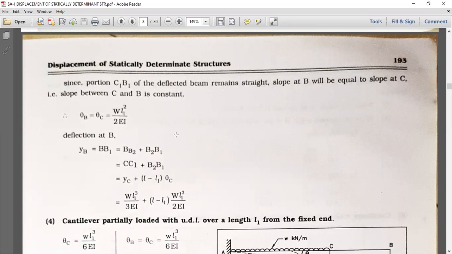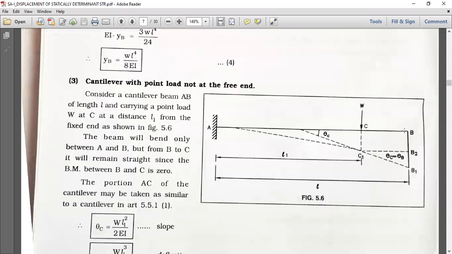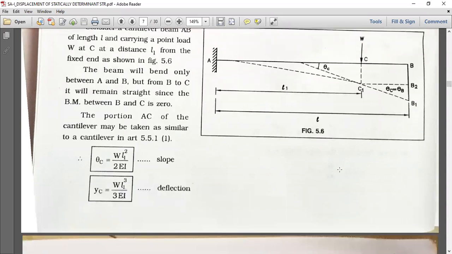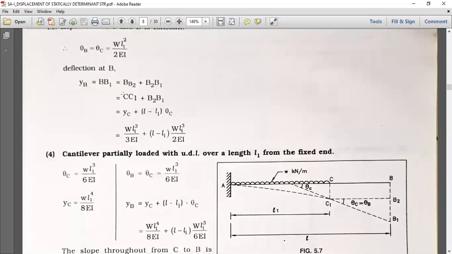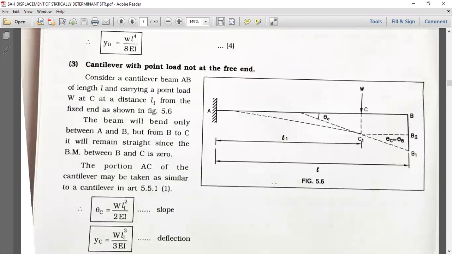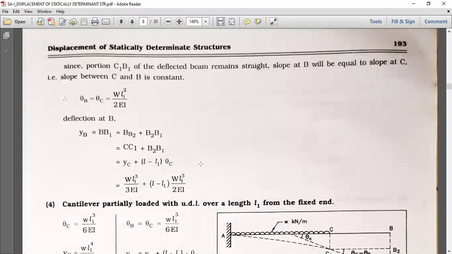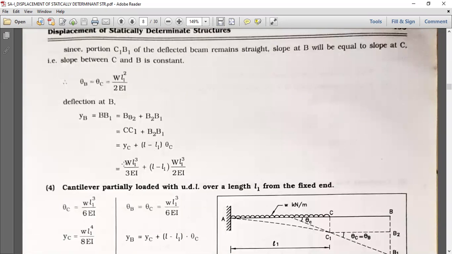So deflection at B, YB, is equal to BB1, which is equal to CC1 plus B2B1, where CC1 is equal to B2B1. So YB is equal to YC plus (L minus L1) into theta, which is equal to W L1 cube divided by 3 EI plus (L minus L1) in bracket W L1 square divided by 2 EI.